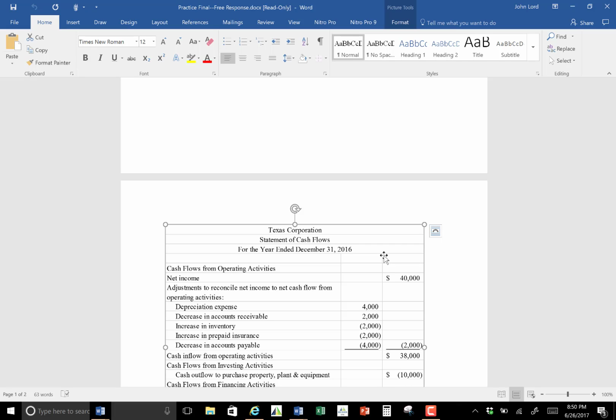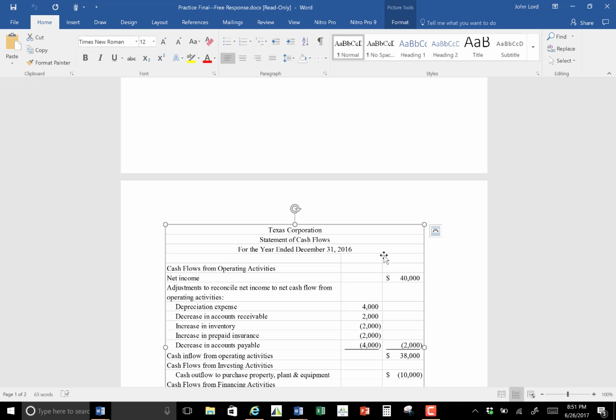Think about it. If I have an increase in prepaid insurance, I used up cash, but there was no expense associated with that, right? So what do I do? I'm going to subtract that from my net income to get this number, cash provided by operations. It works the same way with all the assets, the way we talked about with receivable.